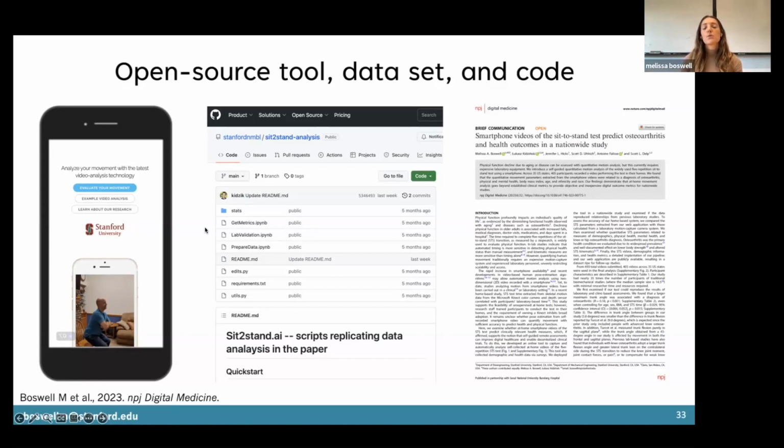We also released the open source de-identified data set of videos with matching survey measures, including measures I didn't share today. And then all of our code for the website data processing and analyses are freely available on GitHub.